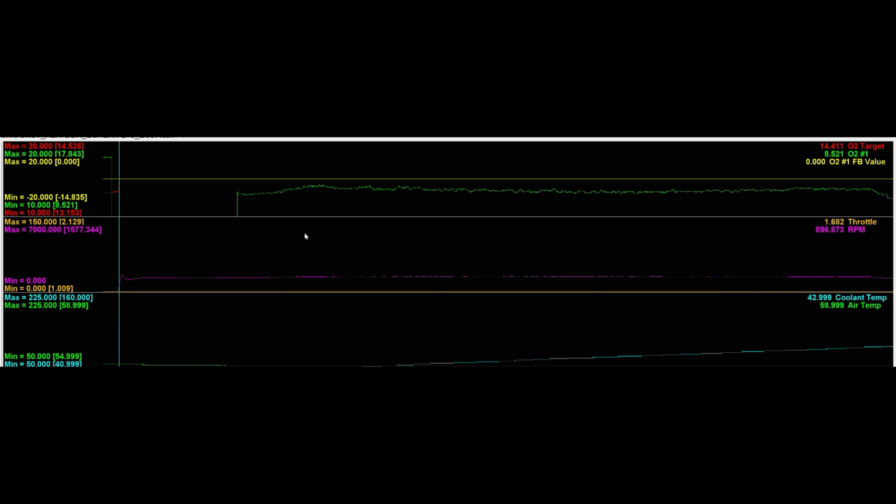So the first log we're looking at is the cold start idle log, which is pretty good. I found something that we can change. Looking at the top here, the red line is the O2 target, the green line is the actual AFR, and the yellow line is the short-term feedback. In the second swim lane we have throttle position and RPM, and in the third swim lane we have the coolant temp and the air temp. We know this was the cold start idle log because our coolant temp is at about 43 degrees.